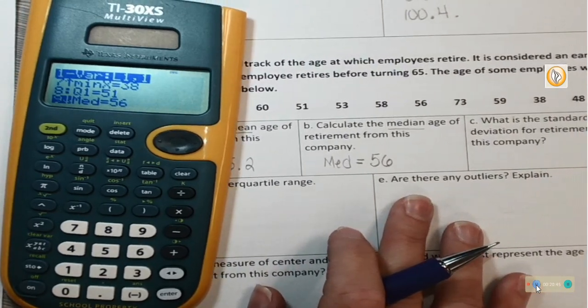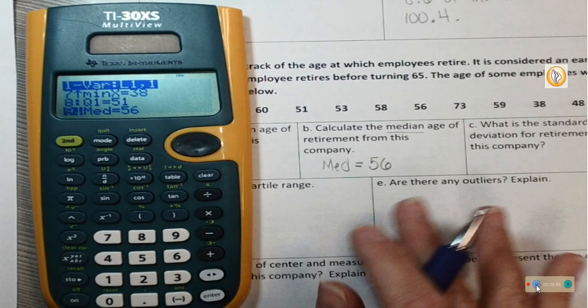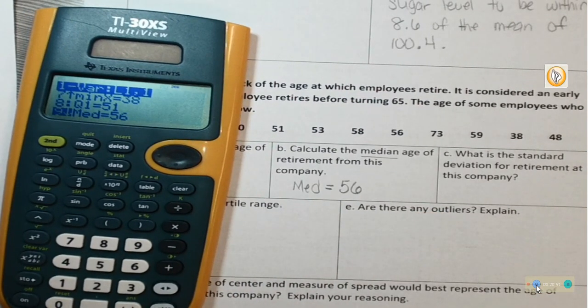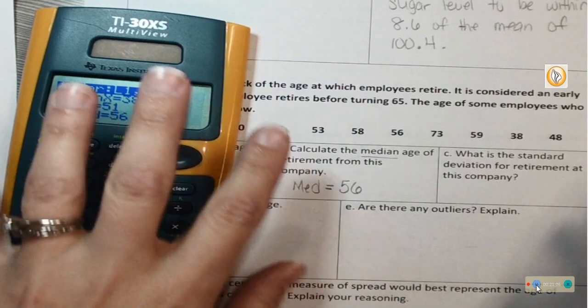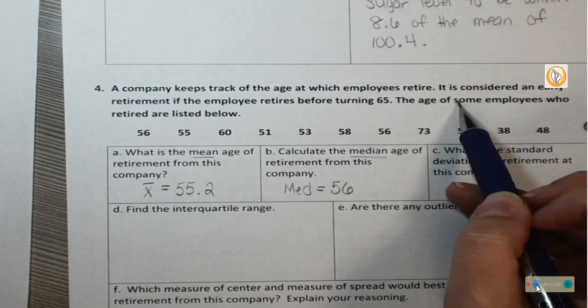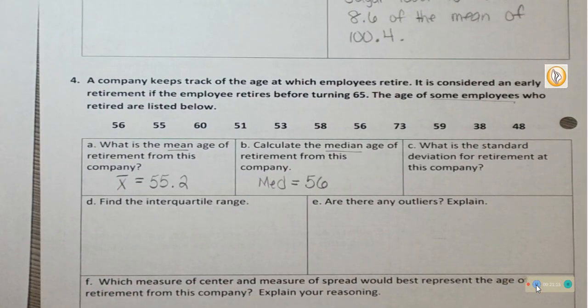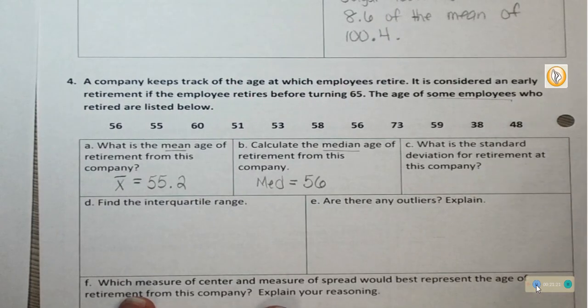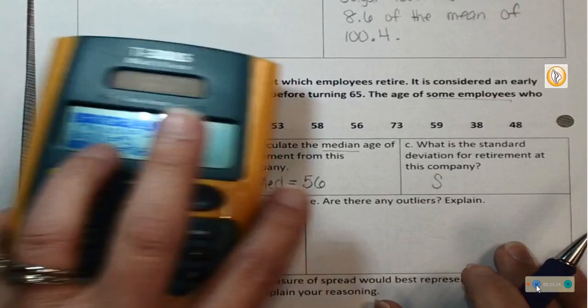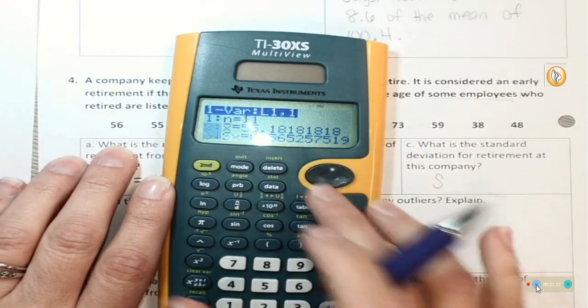Now, here's the one that you might get wrong if you didn't pay attention to a very small phrase. What is the standard deviation for retirement at this company? I know that I have to figure out if I've been given a sample of the people that retired or if I've been given the entire population that retired. This last sentence says the age of some employees who retired are listed below. So did I give you the population or the sample? I gave you the sample. So since I gave you the sample, you're looking for that sample standard deviation in your calculator.